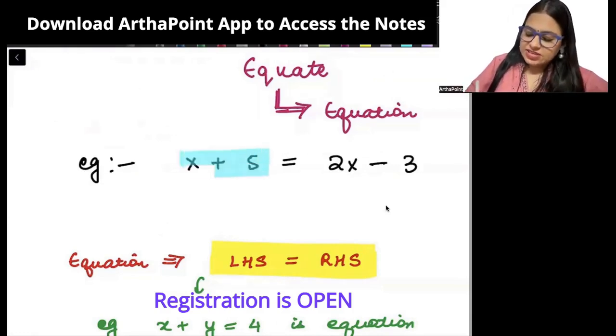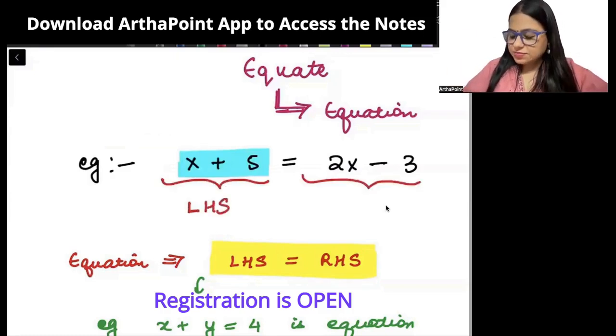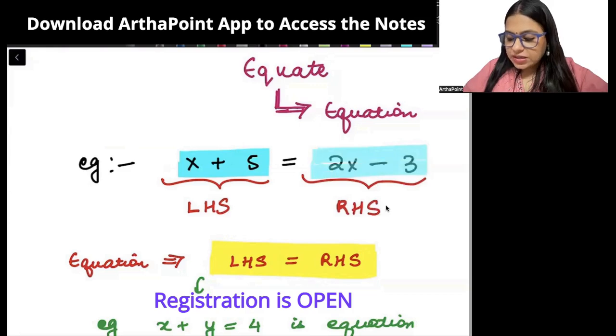There is a left hand side, there is a right hand side, and I am equating the two. मैं इन दोनों को equal कर रही हूं, right?